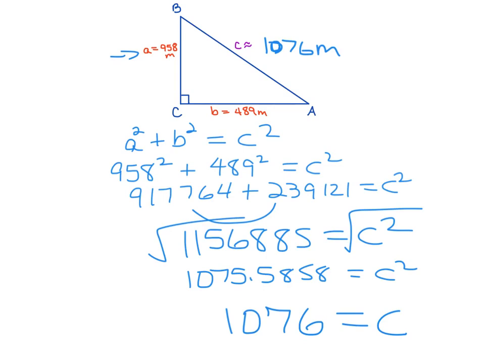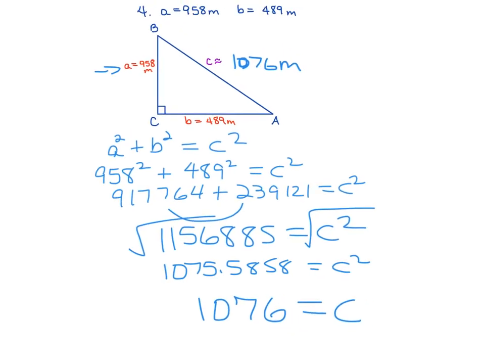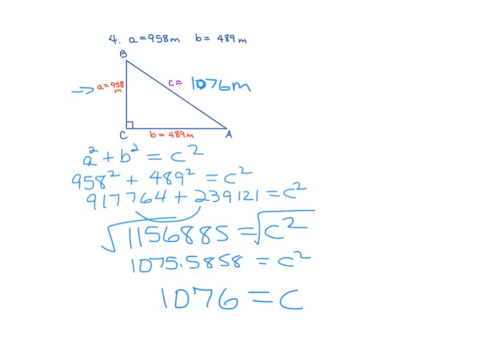Now, I still need to go back and find angle A and angle B. Remember, when we try to find angles, this is where we're going to hit the -1, or the inverse. So again, I'm going to use my given. I'm not going to use this newly calculated C. I'm going to use my 958 and my 489. So the first thing I'm going to do is look for the measure of angle A.